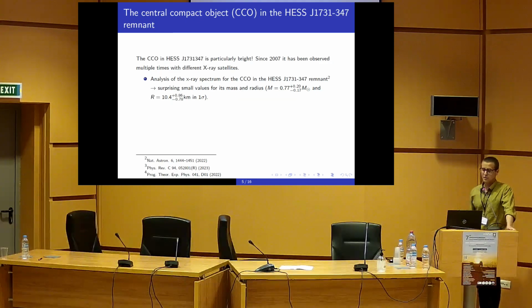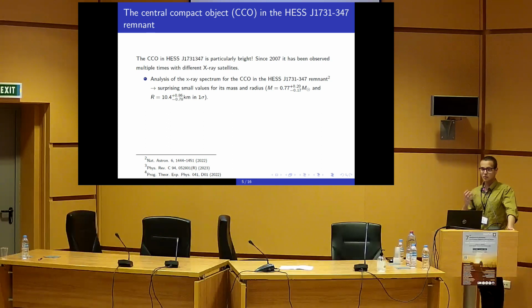So let's talk about the supernova remnant at hand, and why do we care about it? Around late 2022, a surprising observation came. By analyzing the X-ray spectrum from the central compact object in the HESS remnant, Doroshenko et al. found very surprisingly small values for its mass and radius. So they have found a subsolar mass neutron star that has a radius around 10 kilometers.